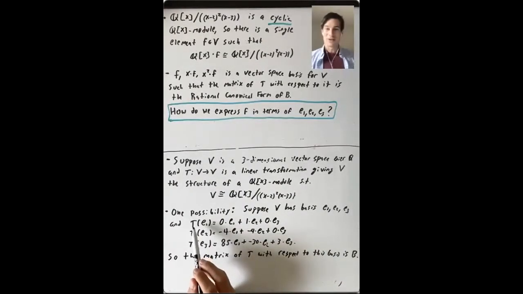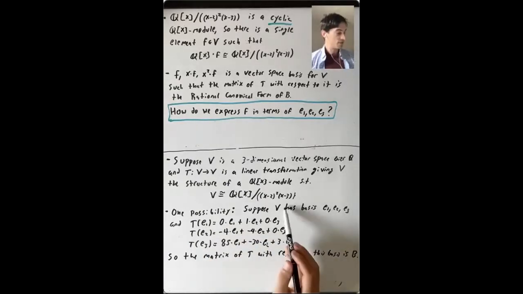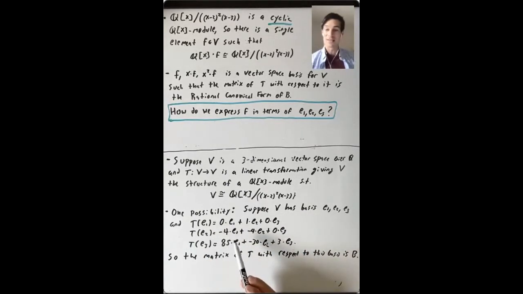We have this linear transformation T, and we have one basis for V, such that the matrix of T with respect to this basis is our matrix B. But we know that there exists another basis of V, such that the matrix of T with respect to that new basis is the rational canonical form of B, that matrix that's similar to B. So what is that basis?